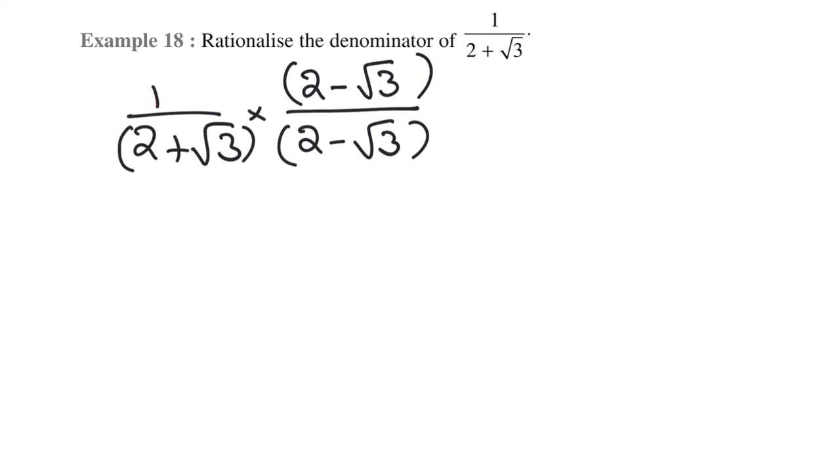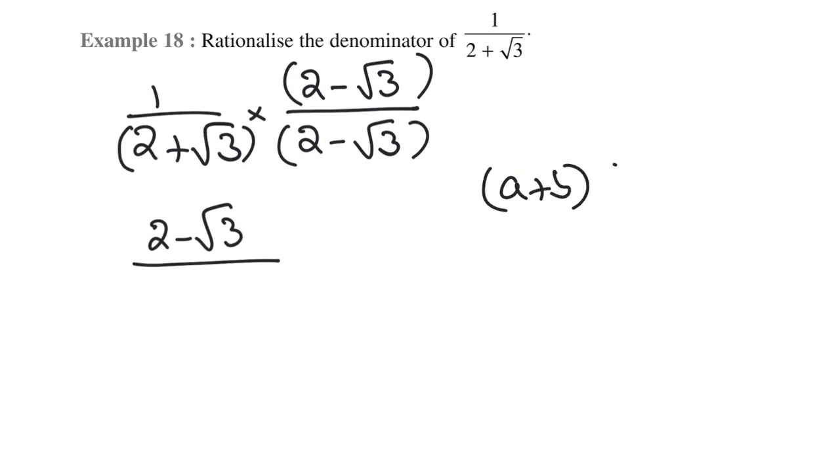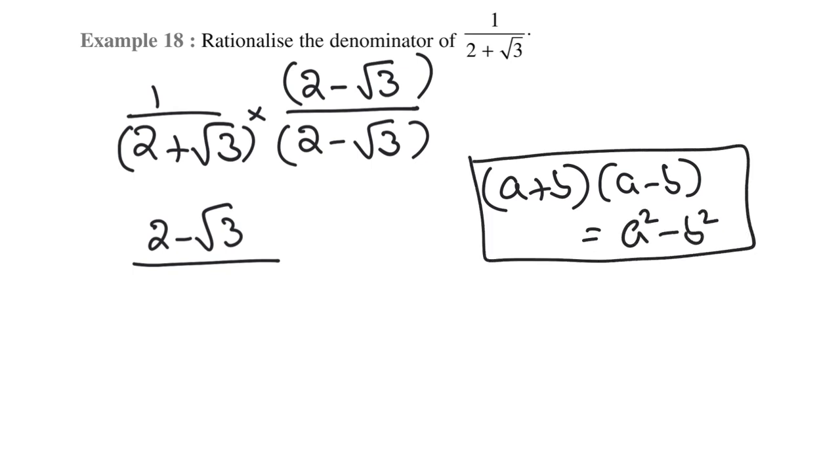1 times 2 minus root 3 is 2 minus root 3 over. Observe carefully now. Do you remember the formula? A plus B times A minus B is equal to what? A squared minus B squared. Remember that? So now, is this in the form 2 plus root 3 times 2 minus root 3? In the form A plus B, A minus B. So I can easily write it as 2 squared minus root 3 squared.